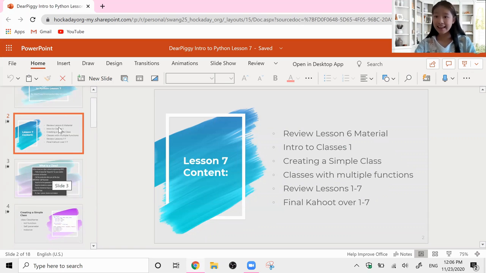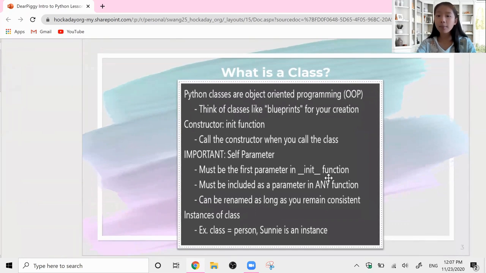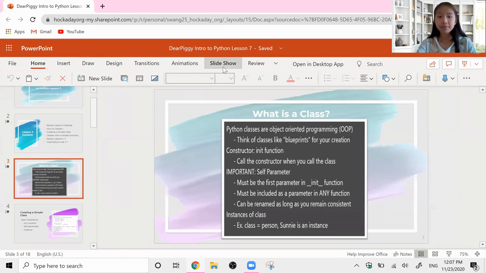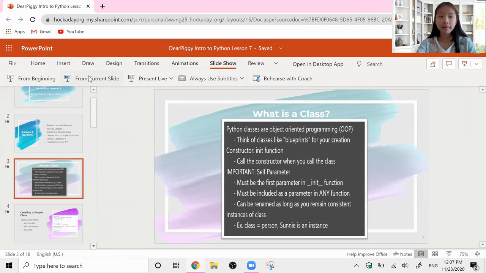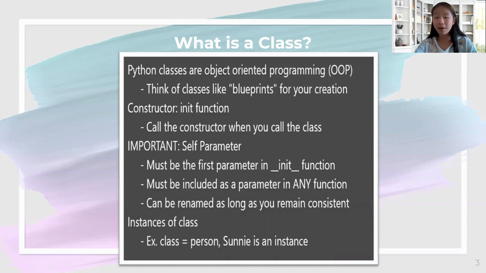So what is a class? Before we get into the coding, I kind of want to give a few reminders, right? Things to keep in mind. And if this doesn't make sense to you right now, it is perfectly okay, right? Because as we start coding, we'll kind of think back to this. So first, Python classes are object-oriented programming. And this is a very popular way of programming. So this is one of the first most important parts in object-oriented programming.